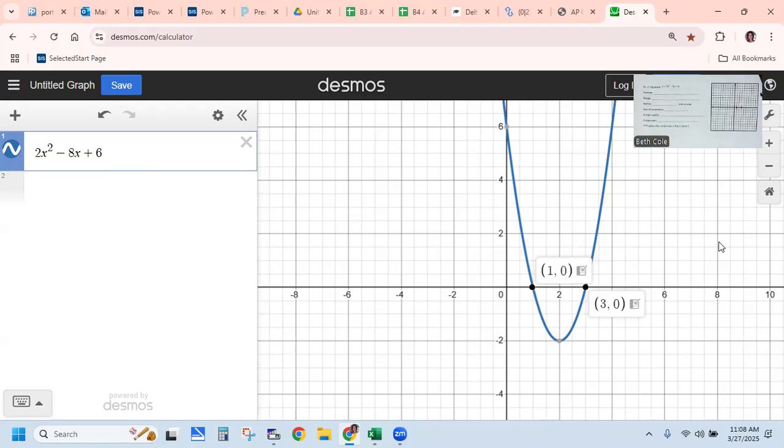All right. What other points do we need? The vertex, which, good, is 2, -2. So go ahead and plot that. And then one more. Good. 0, 6 is your y-intercept. So those are all your important points. You can certainly do more. I mean, you can click anywhere else on the graph. Those are the important ones.